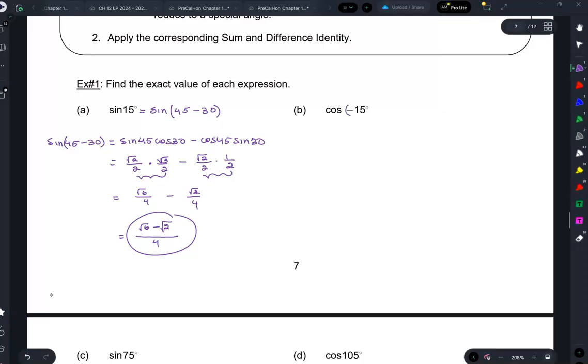Okay, now here, this is cosine of negative 15. There are actually two ways of doing this, right? One way is the following.